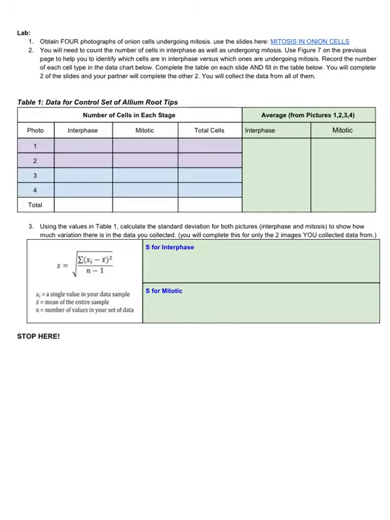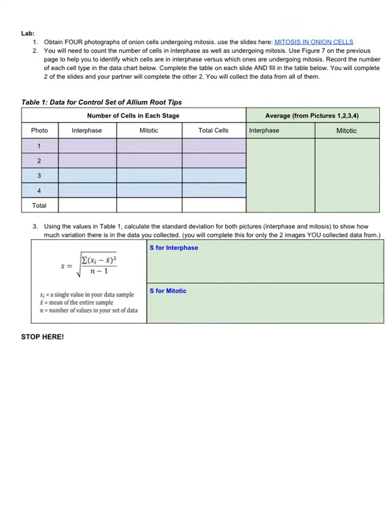All right, so when you are ready to start today, I'm going to have you go back to your table 1. Just on this lab part, some of us had a little bit of difficulty figuring out what to do with the numbers here. Let's say that the total cells in photo 1 were 60, and the total cells here were 120.